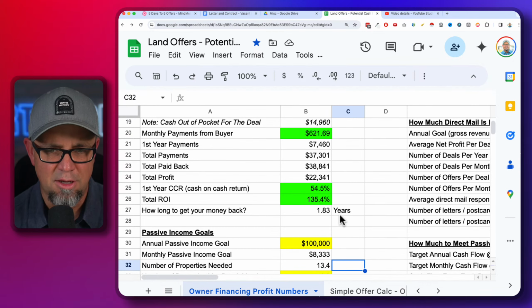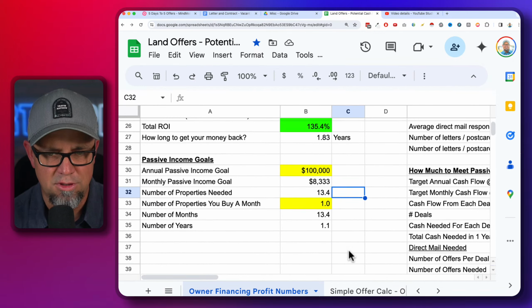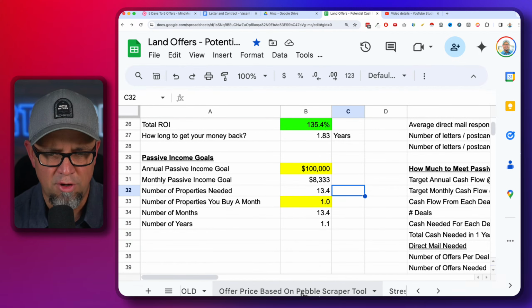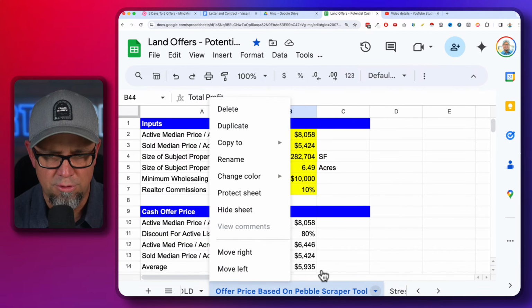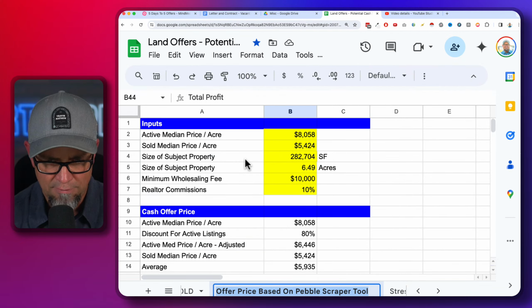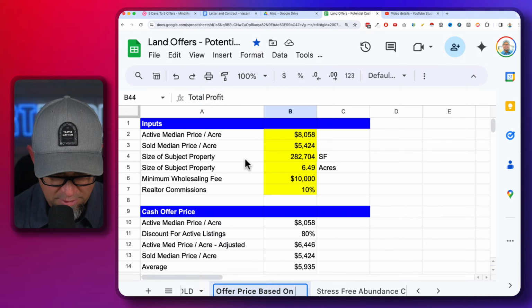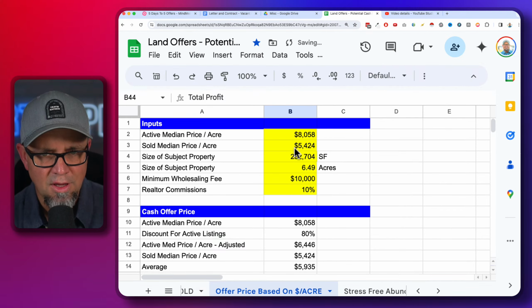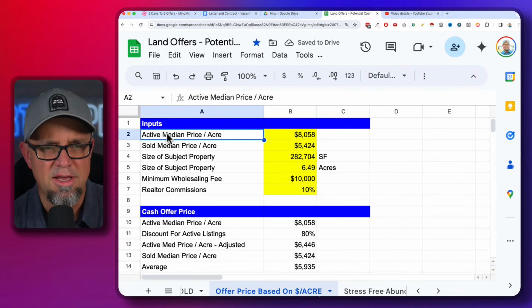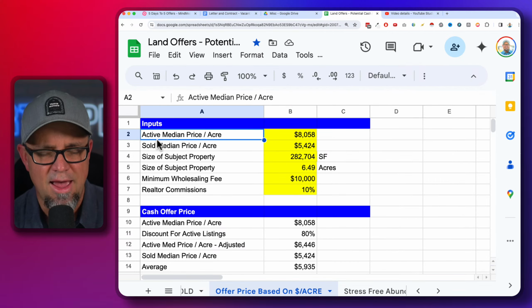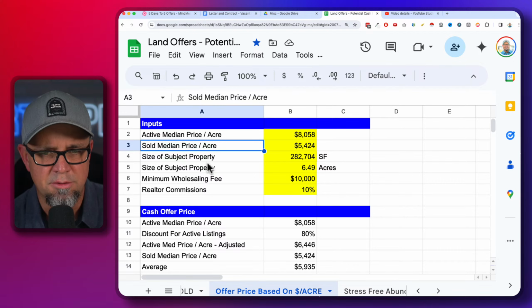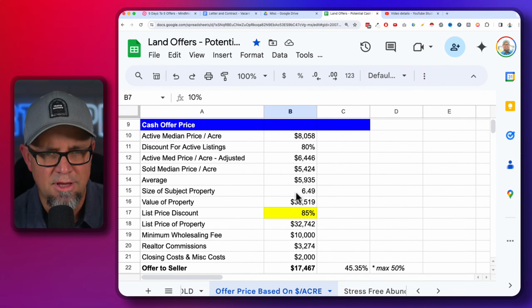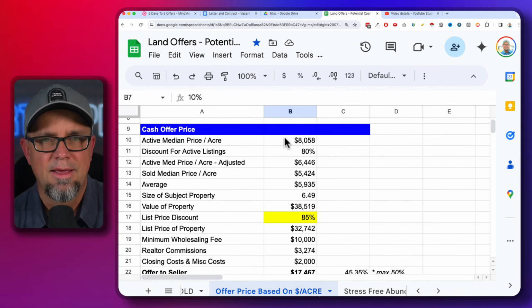All right, so we got to wrap this up. This is a really cool spreadsheet. One of the other cool things that you can do, I have another tab in here. Right now it's called offer priced based on Pebble Scraper tool. I'm going to rename that to offer priced based on price per acre. Okay. So you can put in the numbers here of like what is the active median home price, active median price per acre, sold median price per acre, how many acres is the property, what's your minimum wholesale fee, realtor commissions, etc. And this is going to help you figure out a cash offer.